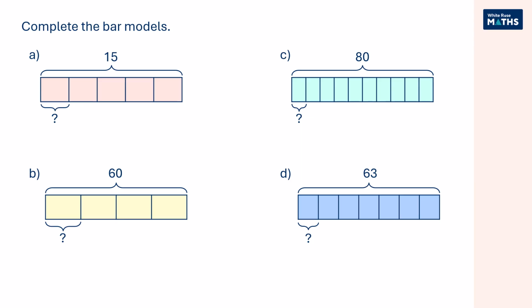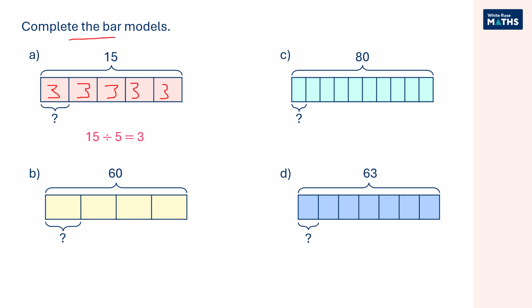So this is the first part, completing the bar models. This whole 15 is made into 5 small square bars. So 15 divided by 5 makes 3. Each of these little bar models represents 3. 3 plus 3 plus 3 plus 3 plus 3 makes 15. 3 times 5 makes 15.